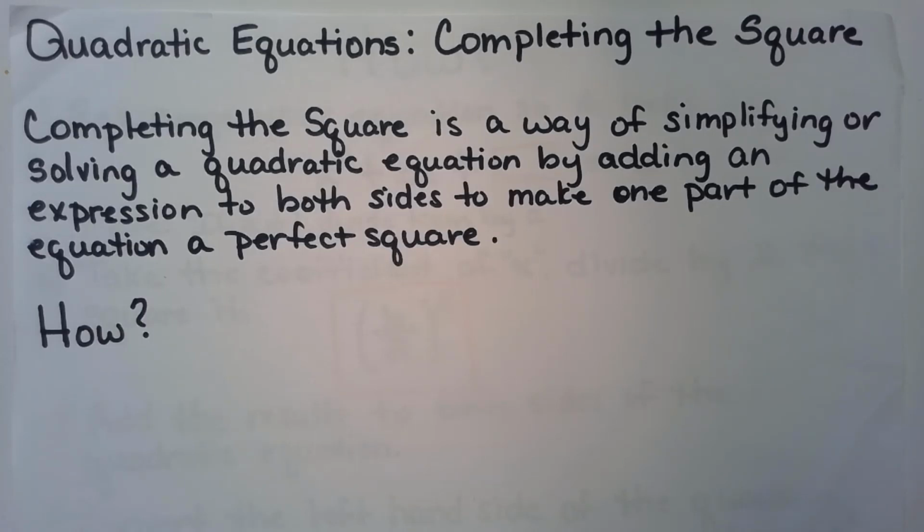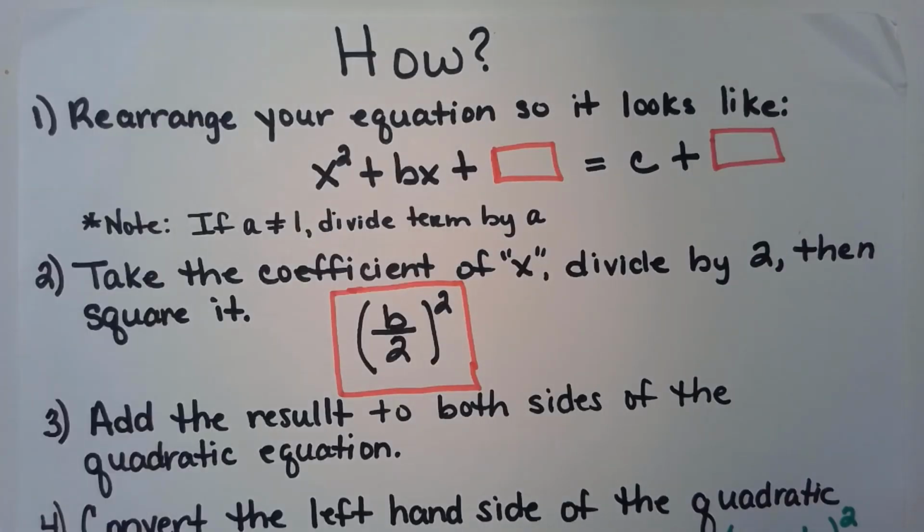All right, so we talked about how to solve quadratic equations by factoring. Now we're going to look at how to solve quadratic equations by completing the square. Completing the square is a way of simplifying or solving a quadratic equation by adding an expression to both sides to make one part of the expression a perfect square. So how will we complete the square?